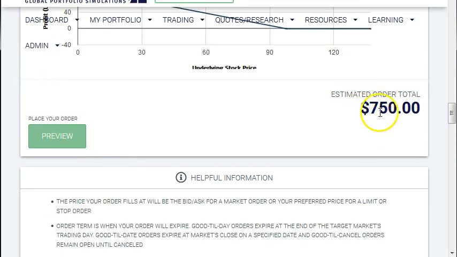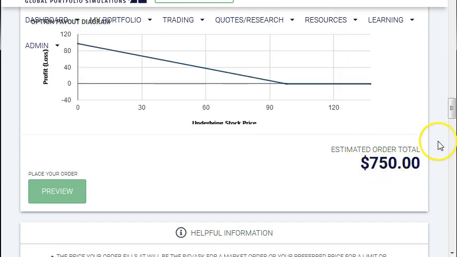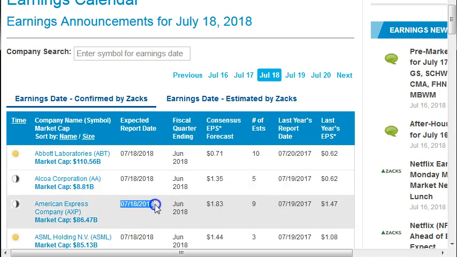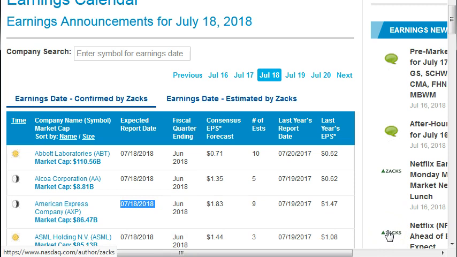So the option is yours at this point. What I mean is either you can buy 10 put options on American Express for $750, or you can buy those 10 call options on American Express for about $1,100 or so. It depends on what you think the actual earnings result is going to be in a few days. You can look at the actual announcement on 7/18 and learn from the markets. I'll stop here, and with this we are done with investing in stocks, bonds, as well as options.